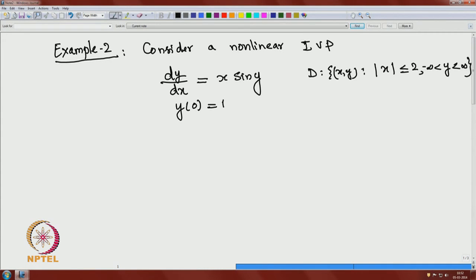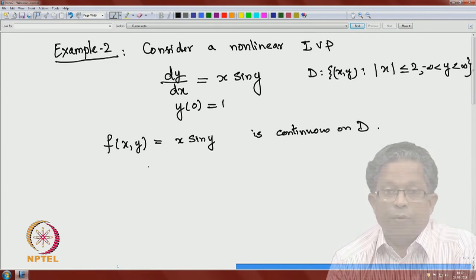We will analyze the existence and uniqueness. So first, let's write down the function. The right hand side function f of x, y is x into sin y, which is continuous on D, and we will check whether this function is Lipschitz continuous with respect to the second argument y.